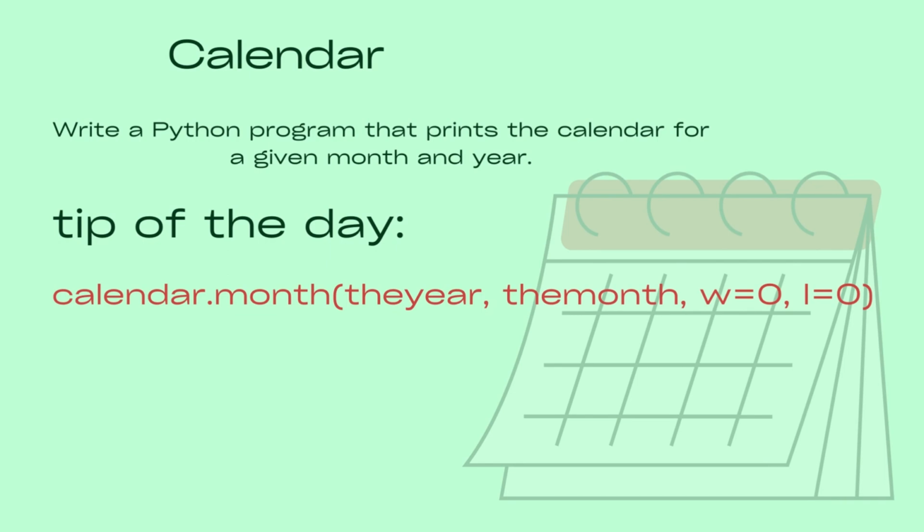Calendar. Write a Python program that prints the calendar for a given month and year. Use calendar module. The function returns a month's calendar in a multi-line string using the format month of the TextCalendar class. W specifies the number of lines that each week will use.